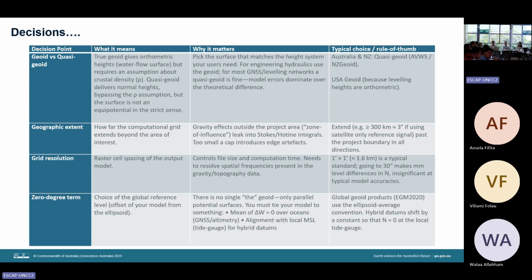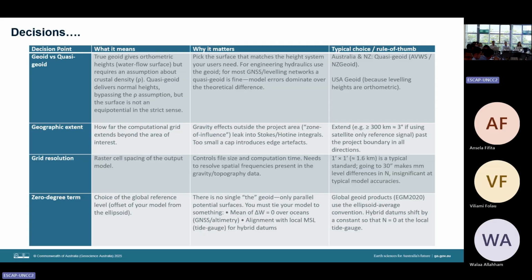The third decision, in my opinion, that we need to make is what resolution do we want the model at? So 1 arc minute is the typical standard. It keeps the files quite small and the computations sensible. We're able to run them on typically desktop computers or low cost infrastructure. Finer scale grids do look attractive, but the benefit really is only at that millimeter level. Again, far below that 2 centimeter accuracy level that we'd really expect from the geoid model.